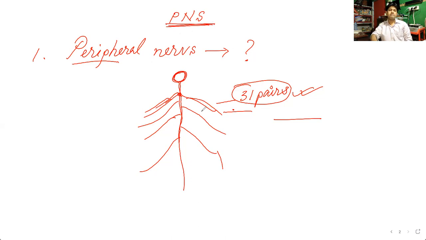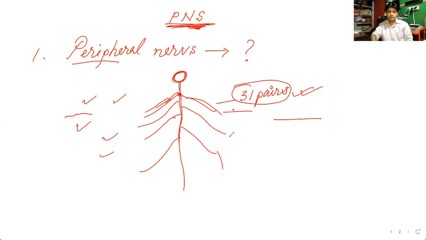Now the question is, what is the function of the peripheral nervous system? The function is that the peripheral nervous system makes the coordination between the various organs of the body, like eye, ear, leg, hand, toes. All of these organs are connected with these peripheral nerves. So that is the peripheral nervous system.